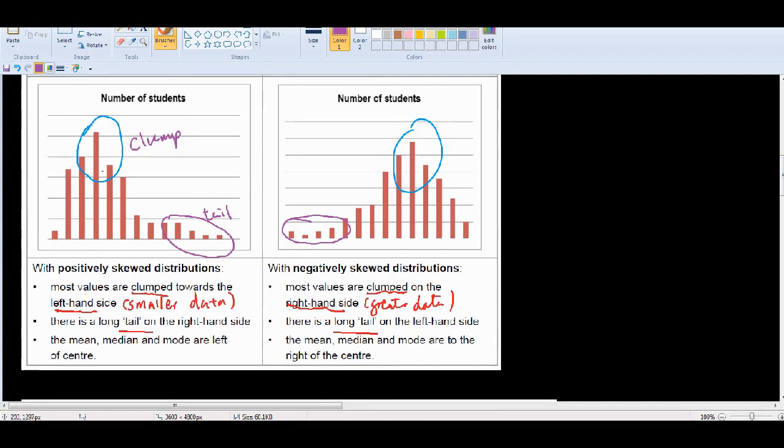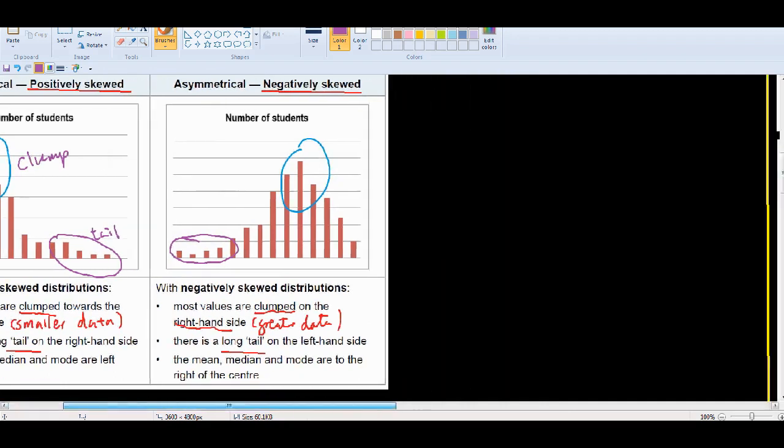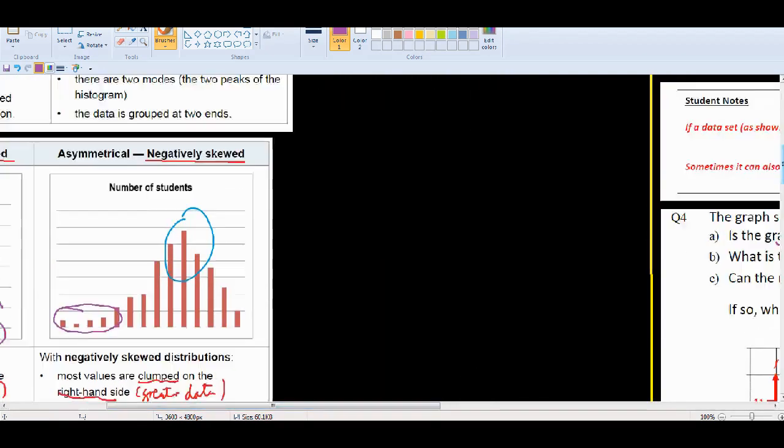For the positively skewed, mean, median, mode are most likely on the left hand side, so they are smaller. They are towards the smaller parts of the data. And for the negatively skewed distribution, the mean, median, mode are most likely towards the largest side of the data. That's the right hand side of the center, right? All good.